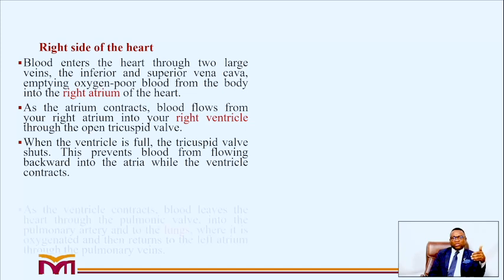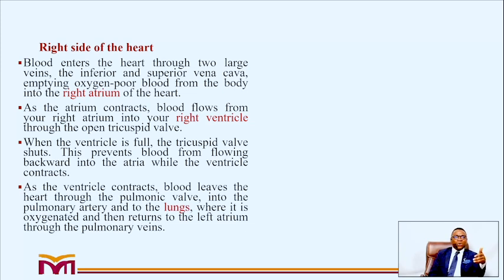And when this ventricle contracts, we have another valve that is going to open, and this valve is the pulmonary valve. Remember, you were told in your secondary school that all arteries carry oxygenated blood except the pulmonary artery. So in this case, the pulmonary valve opens and the deoxygenated blood that is emptied into the right ventricle enters the pulmonary artery. The pulmonary artery carries this deoxygenated blood to the lungs, where it becomes oxygenated.